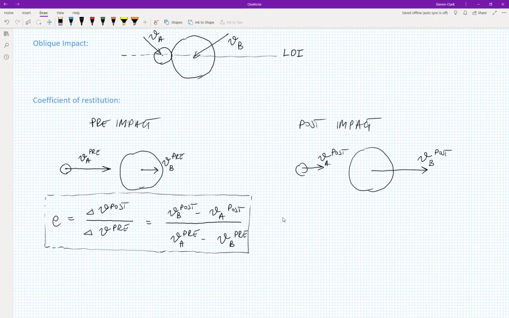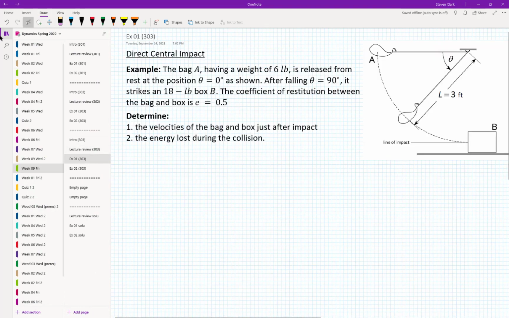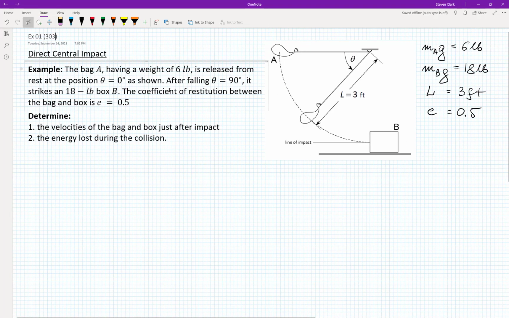Okay, guys, I'm done with the review. Do you want to do examples? Okay, example number 1. Here is the problem statement of example number 1. So please read and understand the problem statement before we start our resolution.